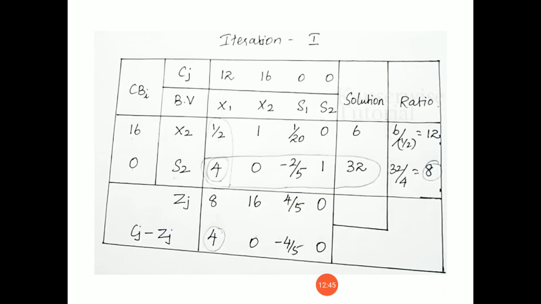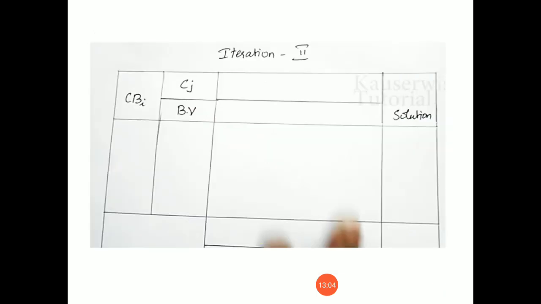So when we make the next iteration table, as I have told you, from this table S2 is the leaving variable and x1 is the entering variable. So in the next iteration table, I will be substituting S2 with x1. So we will be making the next iteration table 2.